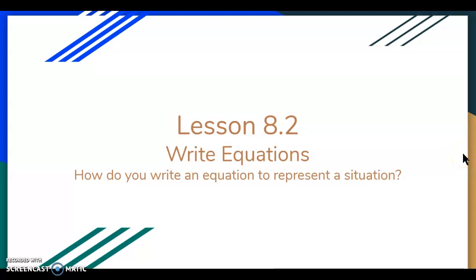So I'm going to try and do this lesson with you. In order to do this lesson, you're going to need to open up your Go Math books to page 311. So page 311, which is lesson 8.2, write equations. How do you write an equation to represent a situation? I'm just going to follow the book.